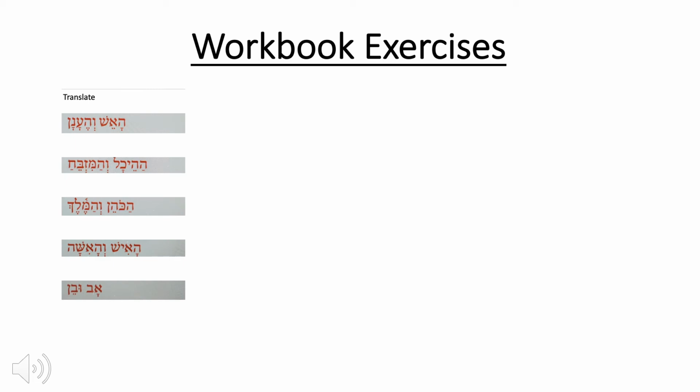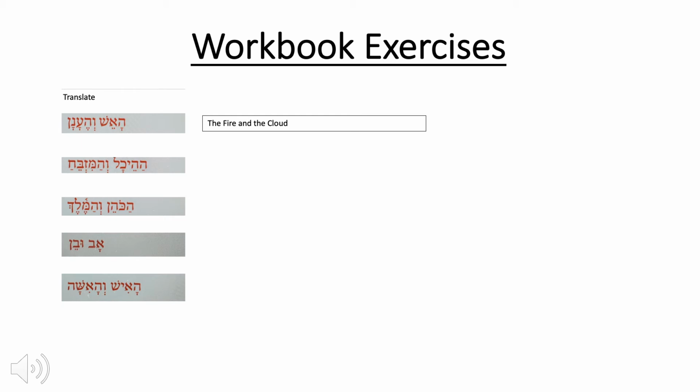In this section of exercises, you're simply translating. So, translate. What is number 1? I'll give you a few seconds to consider. Well, if you used your lexicon, or if you've already memorized some vocabulary, you know this is the fire and the cloud, probably taken from Exodus. We have the word aish, we have the word anan, and we have added 2 definite articles onto the front.